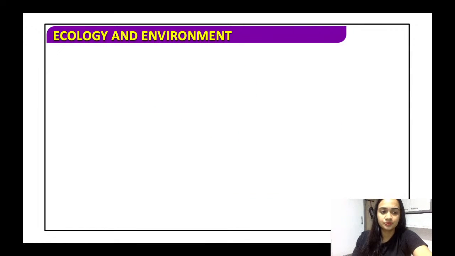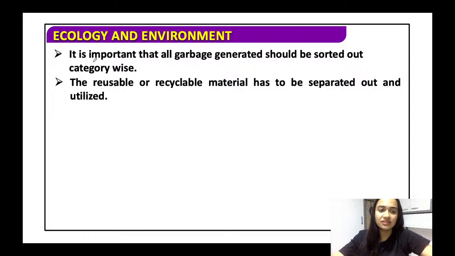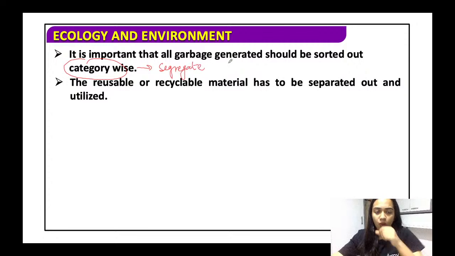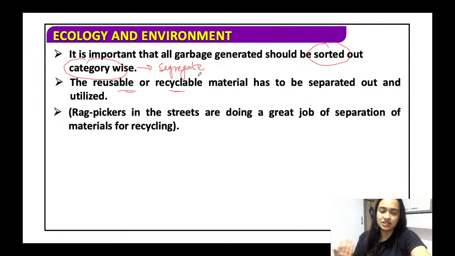ठीक है, so it is important that all the garbage that is generated should be sorted out category wise. ठीक है, सबसे पहले इसका क्या होता है? सेग्रीगेट करना बहुत जरूरी है. It is very important to segregate. That means it should be sorted out. ठीक है, the reusable और the recyclable, अब जो इतनी सारी वेस्ट है उसमें से हम जो reusable या recycle हो सकता है उसे हम सेपरेट करना चाहिए ताकि amount of waste या volume of waste को हम कम कर सकें.